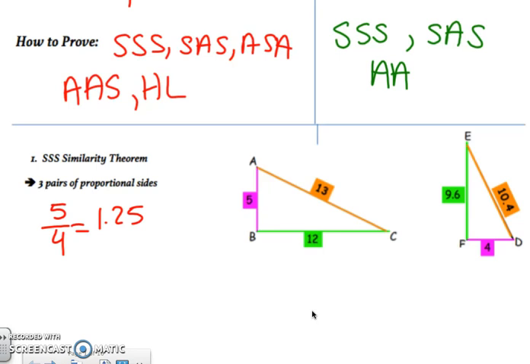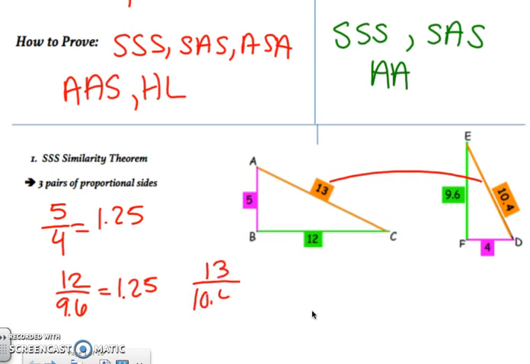Then I went left to right, so I need to continue with that and do 12/9.6, which, yay, is 1.25. And then lastly, go left to right, so do 13/10.4 and get 1.25, okay? Could you go right to left? Yes, you could. You get the same thing, okay? So yes, these triangles are similar.